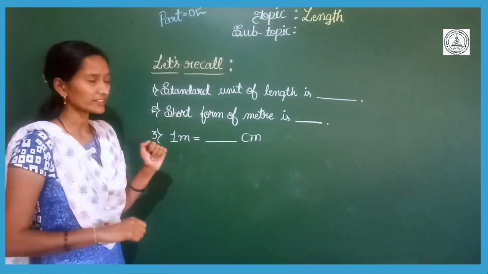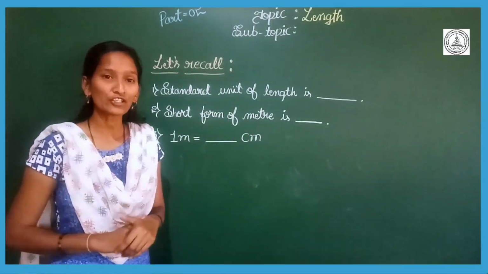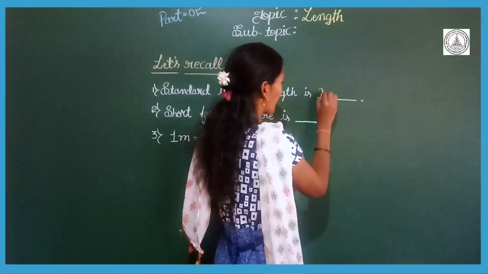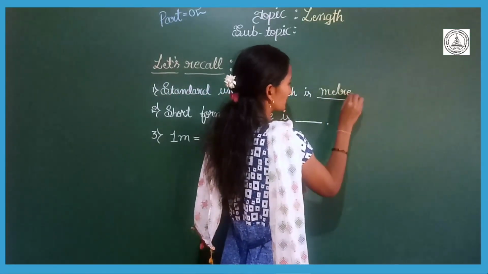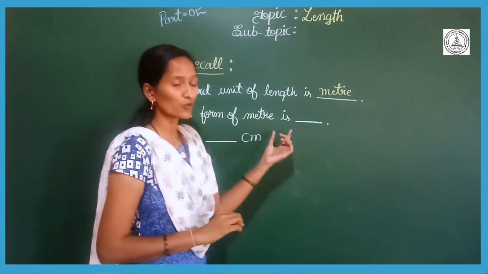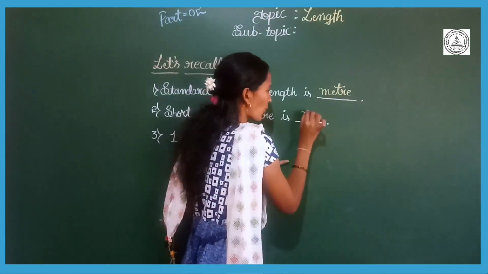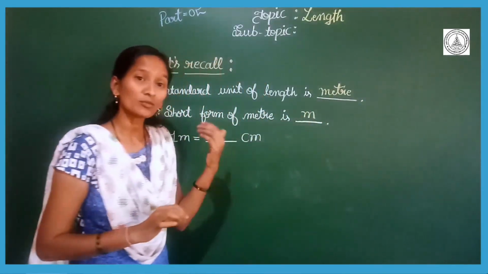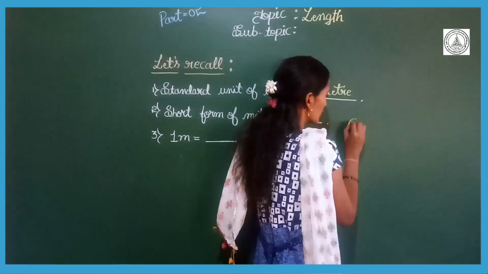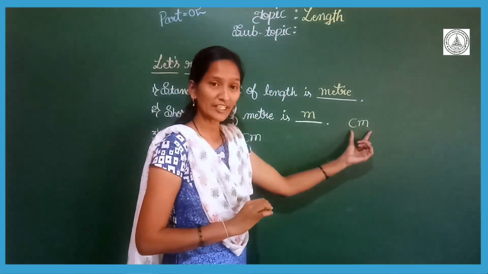The first one is standard unit of length. Now you tell me which is the standard unit of length. It is meter. So write down here meter. Right? Next, what is the short form of meter? The short form is small m. Right? What about the short form of centimeter? It is cm. This is the short form of centimeter.